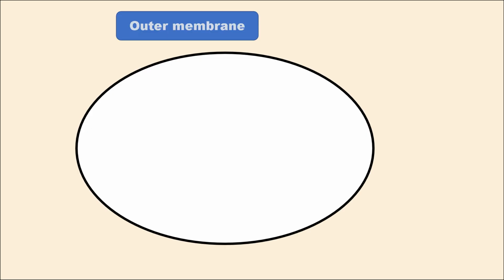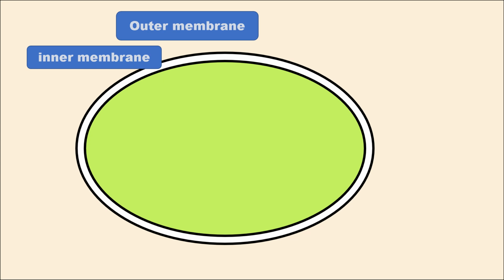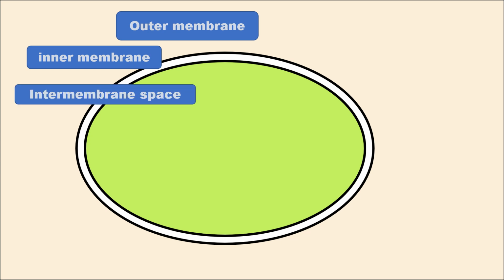First, you have the membrane. The chloroplast has a double membrane structure consisting of an outer membrane and an inner membrane. Together, these membranes are referred to as the surface membrane, and the same configuration you can see in the mitochondria also. Next, we have the intermembrane space. The space between outer and inner membrane is known as the intermembrane space.